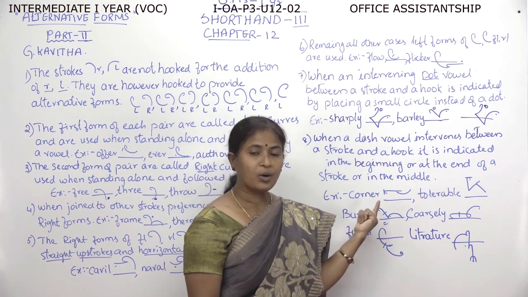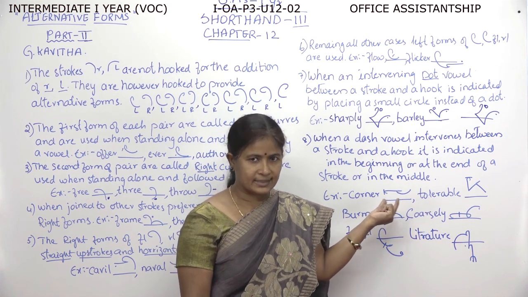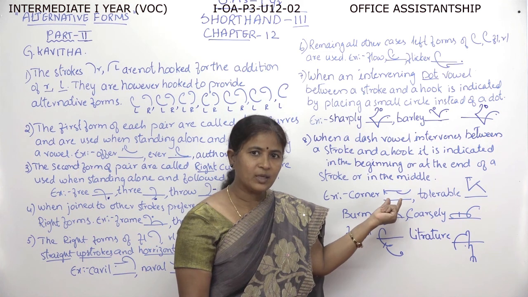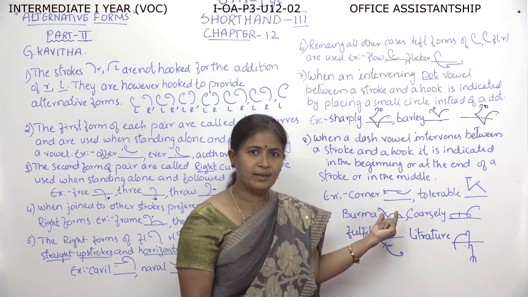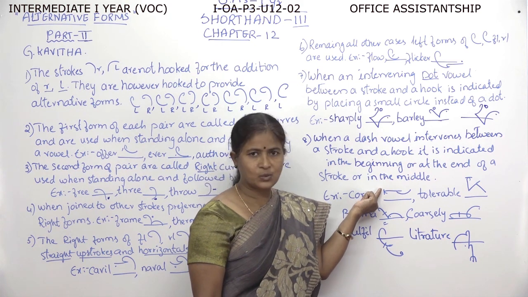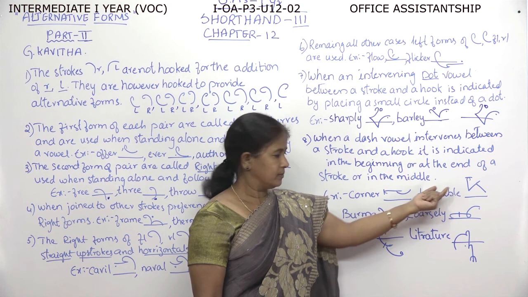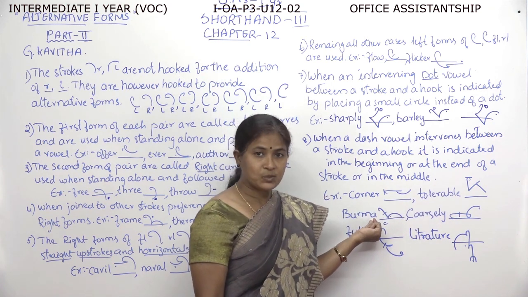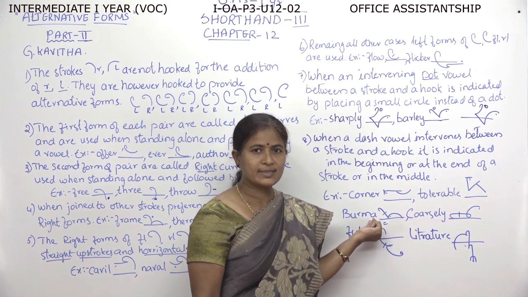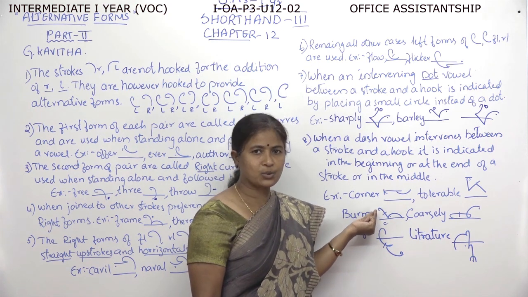Okay. Corner. Corner. K and R. Kar. In between K and R, we hear the aw dash vowel in the first place, right? So we just touch this vowel to the stroke. Corner. Okay. Tolerable. Now here, second place vowel: if a dash vowel comes in the second place, how do we write? We just intersect this vowel sign to the stroke.